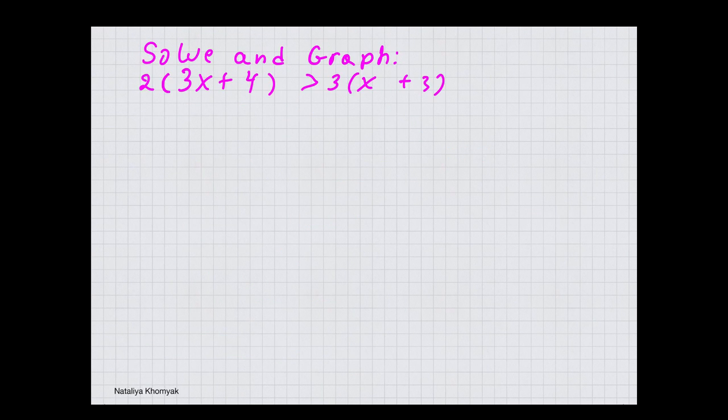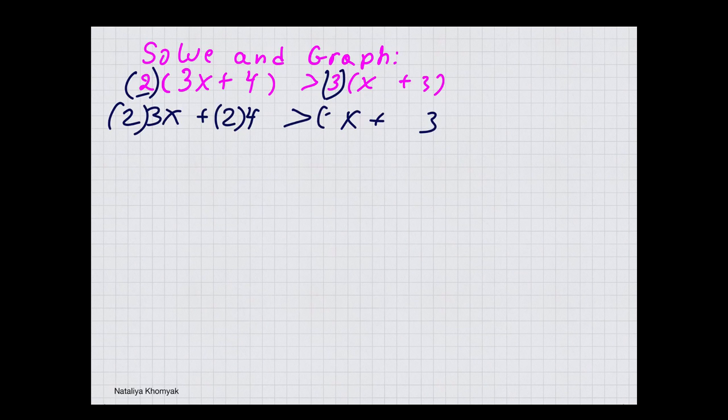Solve and graph. Once again, we have some simplifying to do before solving. So let's distribute this 2. We have 2 times 3x plus 4 greater than, let's distribute this 3. We have 3 times x plus 3. So now we have 6x plus 8 greater than 3x plus 9, minus 8, minus 8.